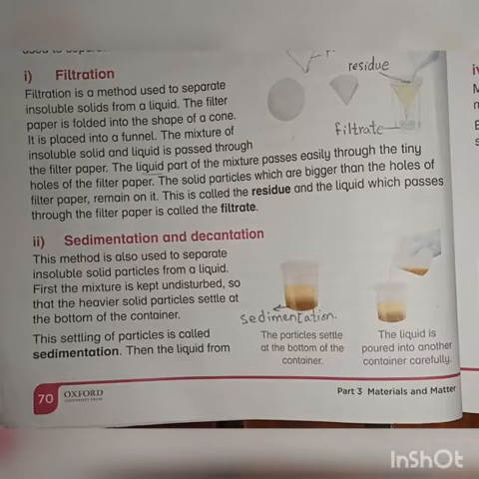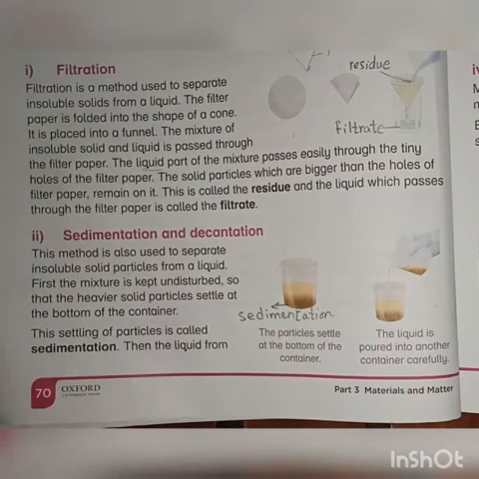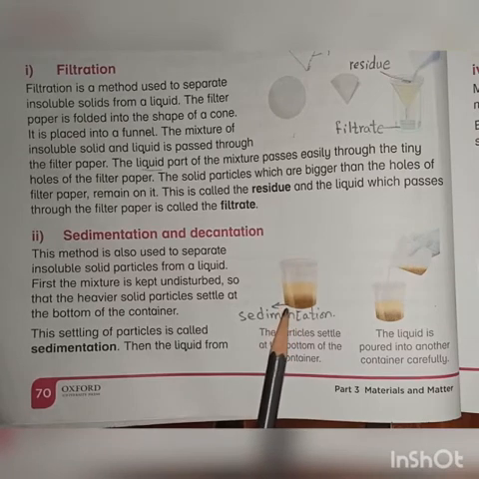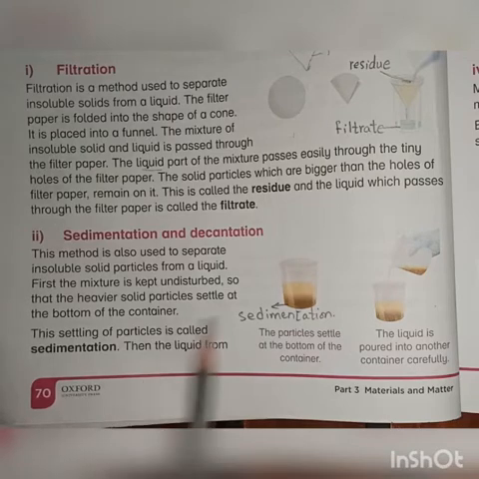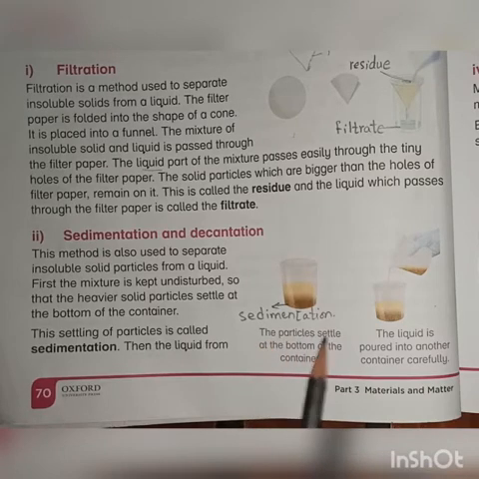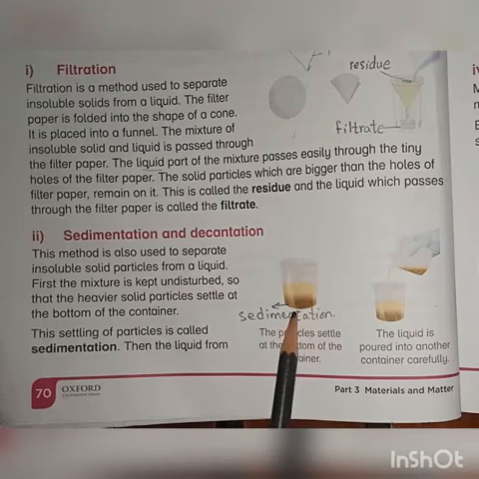Let's start the explanation. Sedimentation and decantation method is also used to separate insoluble solid particles from a liquid like filtration method. Look here, this is a mixture of liquid and insoluble sand. First of all, this mixture is kept undisturbed so that the particles of sand settle at the bottom of container. The particles settle at the bottom of the container, and this settling of particles is called sedimentation.